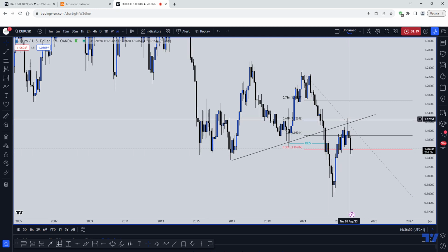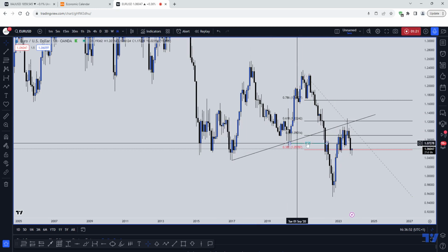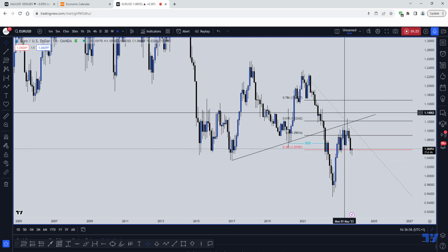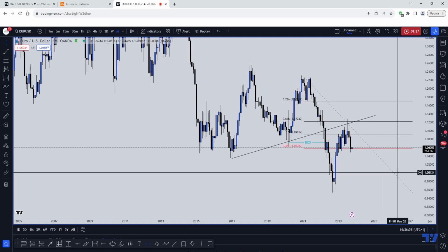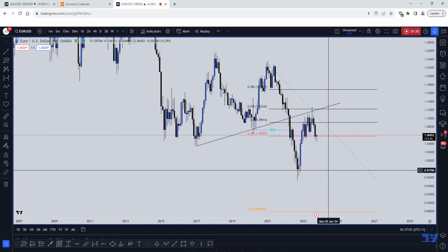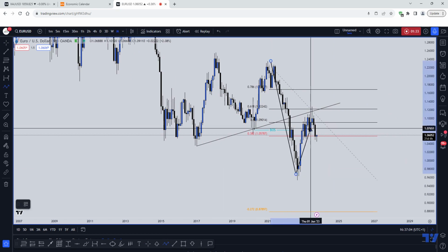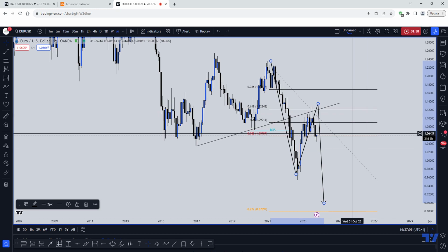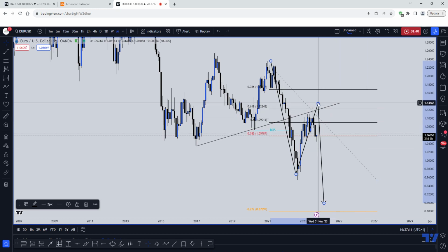We spiked into the golden ratio in confluence with previous ascending trend line support, turned resistance, and we have rejected it aggressively and started to make the continuation to the downside. So from a monthly perspective, we are bearish. We have an impulse, correction, continuation pattern, and a potential new swing high at the psychological level of 1.1000.